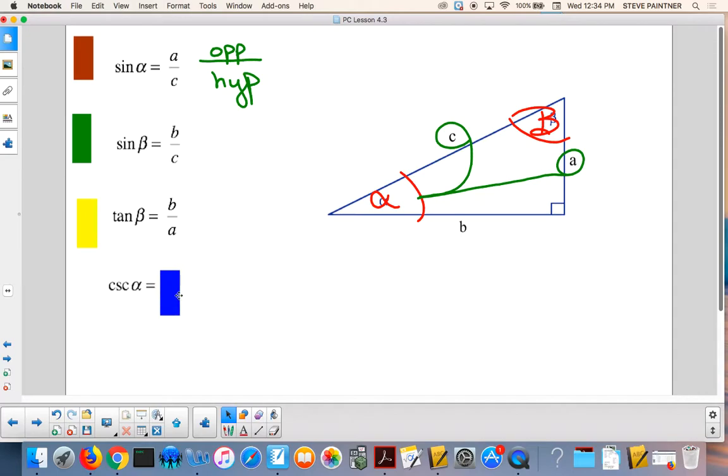B over A. He says B over A. Nope. C. Did you say C or B? C. C over A. C over A. Now here's the deal. If I see cosecant, here's what I think.